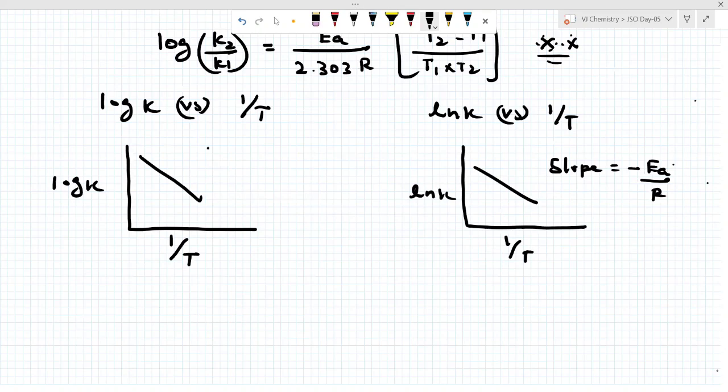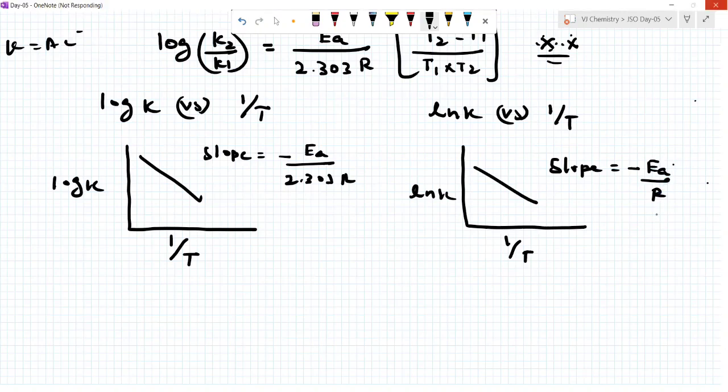For log k, the slope is minus Ea by 2.303 R, because the log is divided by 2.303. Since k equals A e to the power minus Ea by RT, when ln k is converted to log k, 2.303 gets divided. So the slope equals minus Ea by 2.303 R for log k versus 1 by T. For ln k versus 1 by T, the slope is just minus Ea by R. Once the slope is known, we are able to find out Ea. This is a very important point, please note. This will definitely be asked in the exam.